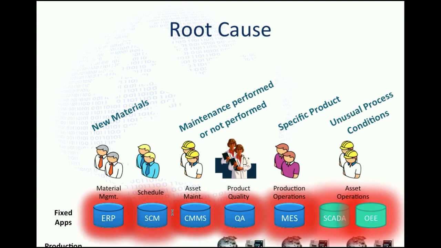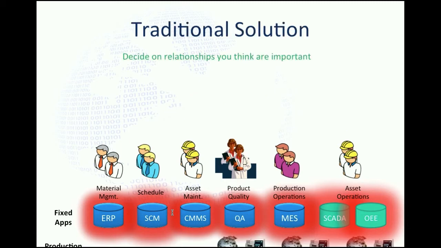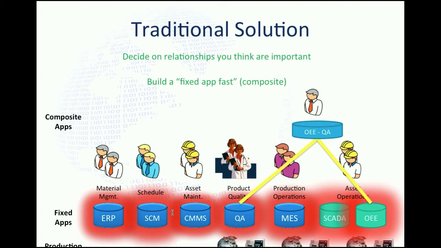Maybe there were unusual process conditions, and that's maintained in the SCADA system. Or maybe there was some interaction between the schedule. Maybe we're running two dissimilar products back to back, and there's some interaction. So the way you'd solve that problem today is you decide on what relation you think is the most important, the one that's most likely to provide you the insight you need to solve this problem. So let's say you say, well, let's just link the detailed QA records to the OEE system.